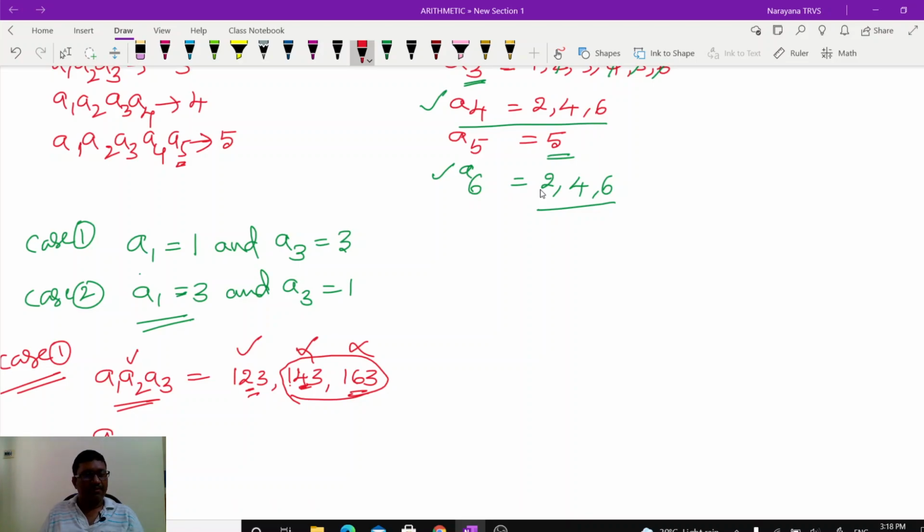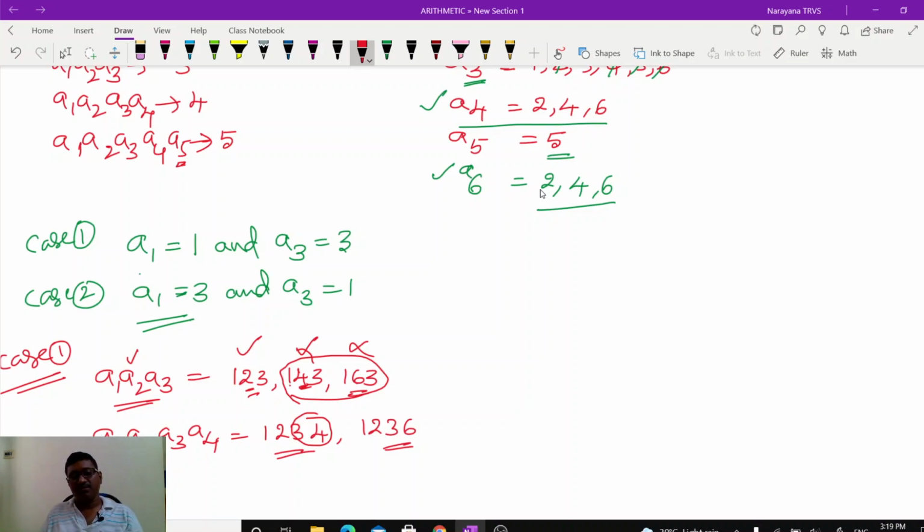Now let us see a1, a2, a3, a4. Now there may be 1, 2, 3, 4. Already 2 is used, so 4 is used, and also 1, 2, 3, 6. These are the possible values for a1, a2, a3, a4. Now look at this, 34. By using the divisibility rule of 4, the last two digits must be divisible by 4, but here we have 34, which is not divisible by 4.